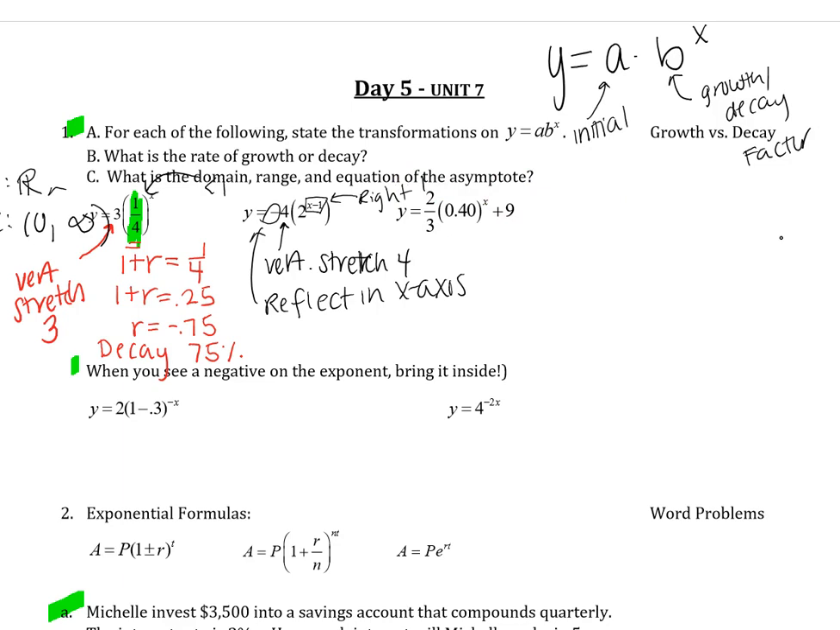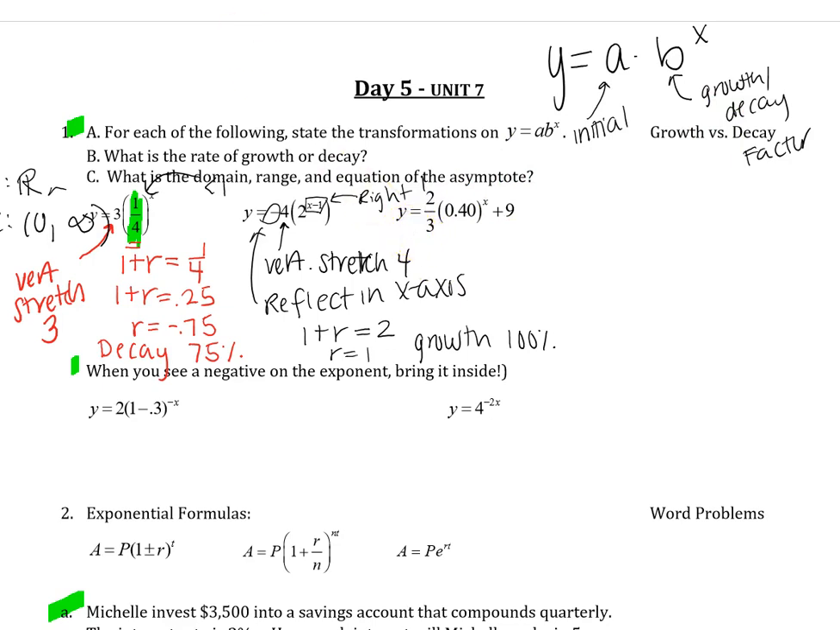As far as growth or decay goes, this is definitely going to be growth because this b value is greater than 1. If I do 1 plus r equals 2, r would equal 1. Keep in mind that's a percent, so that means this is growth by 100%. Okay, the domain is still going to be all reals. The asymptote is still going to be at y equals 0 because there is no shifting up or down.